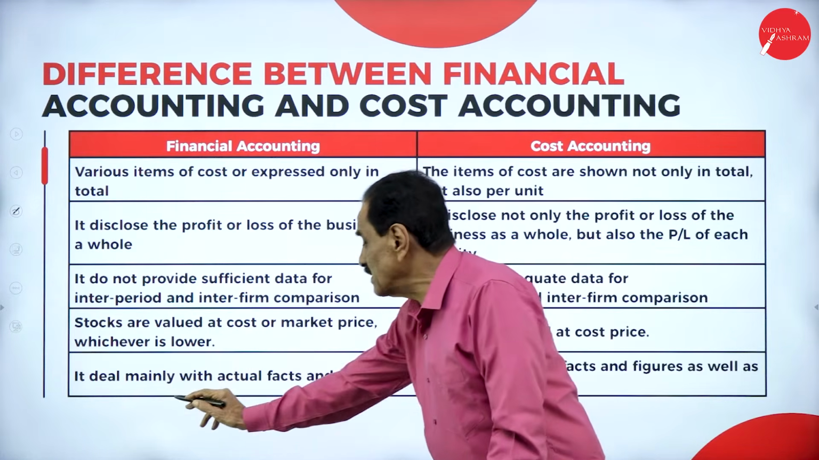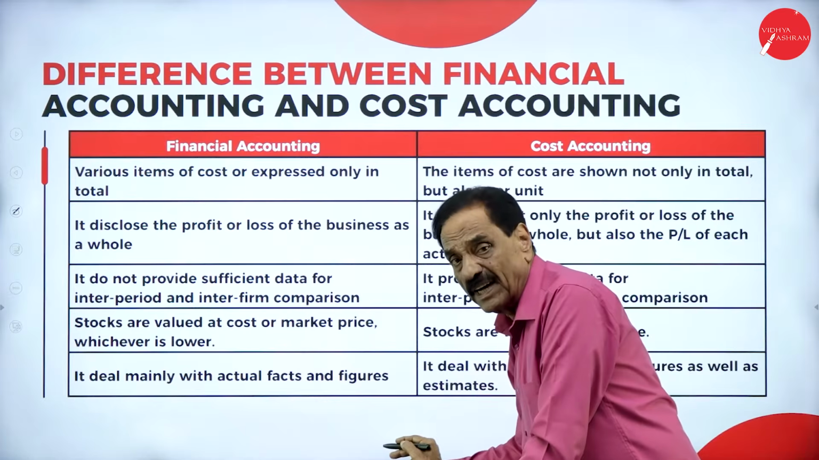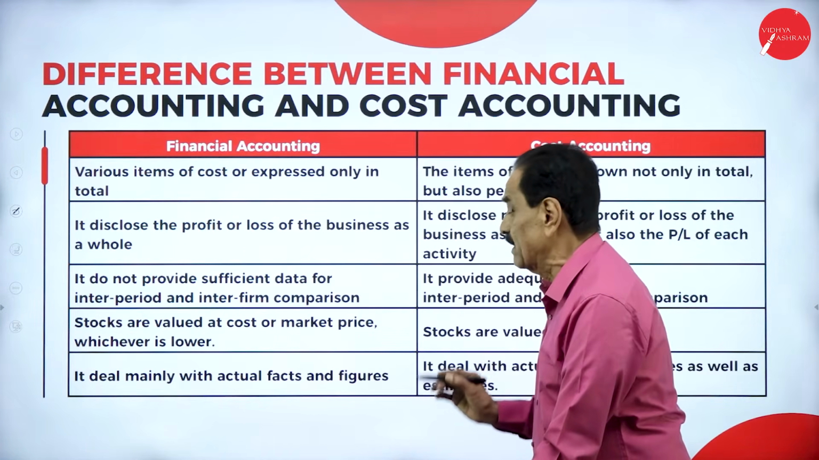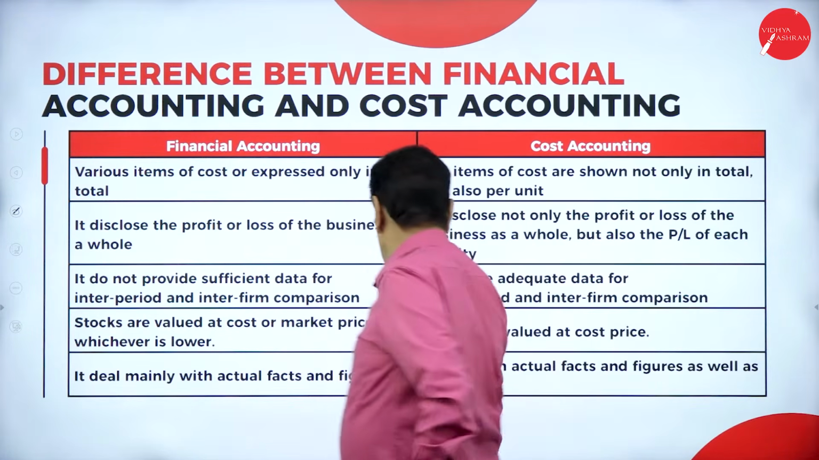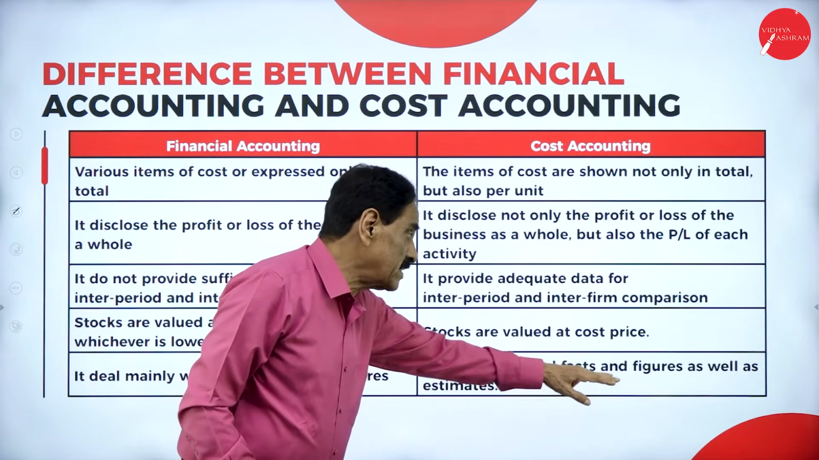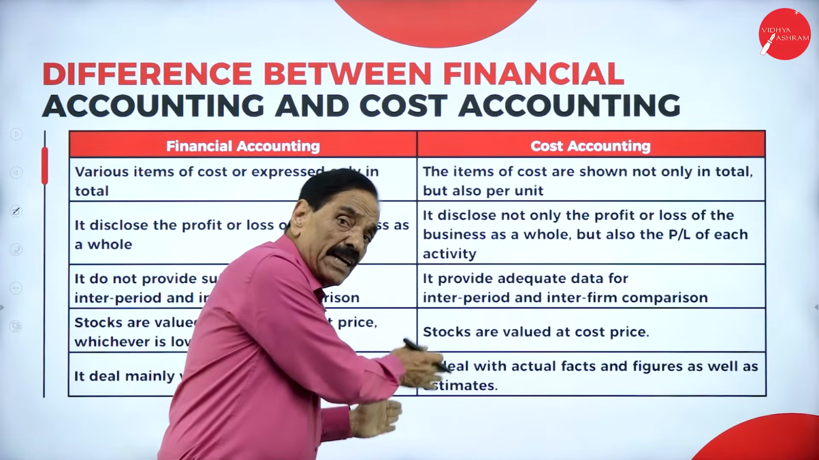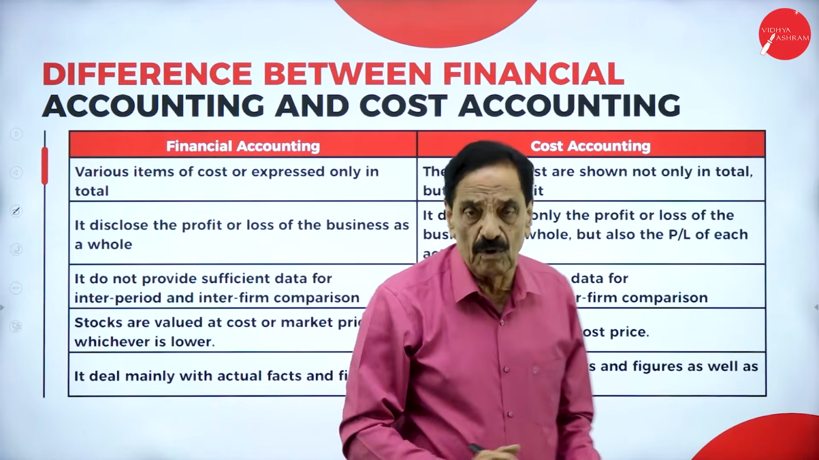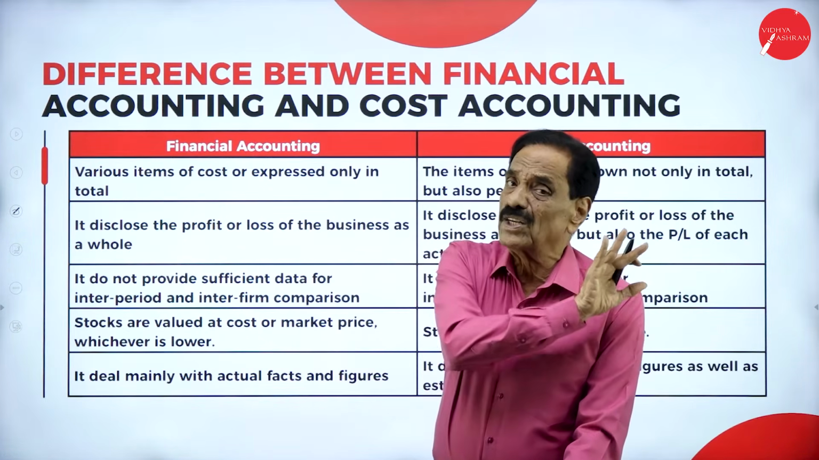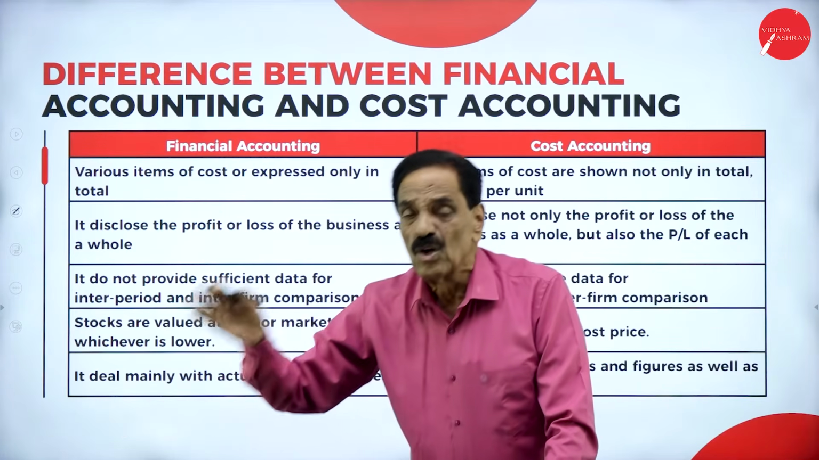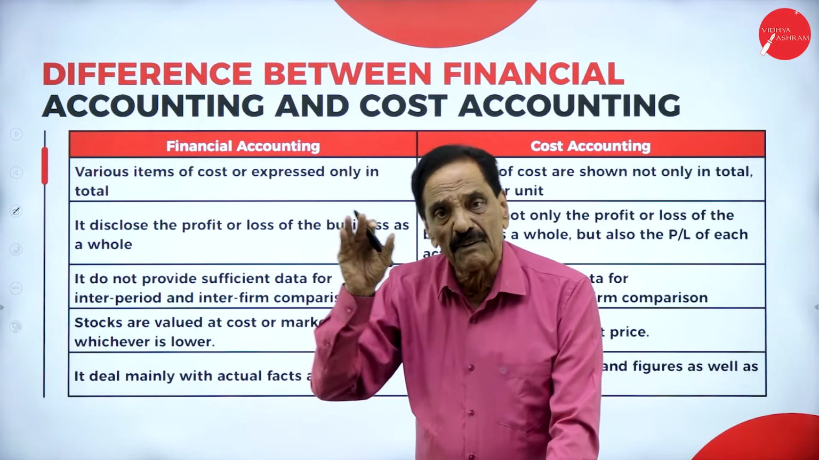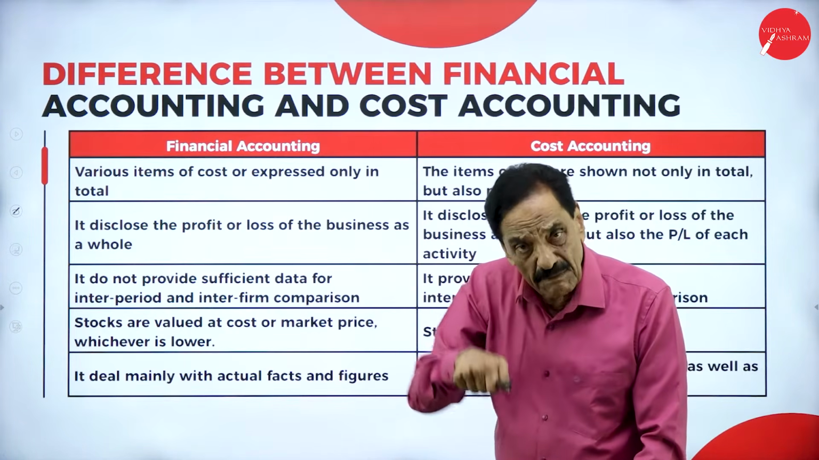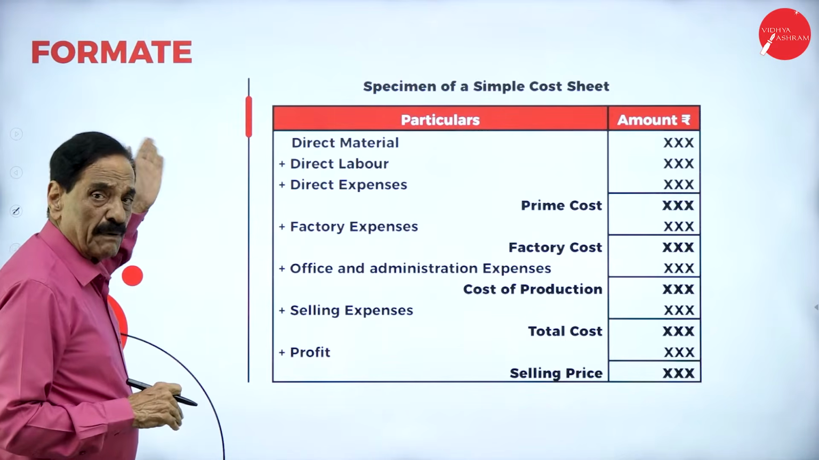Then, it deals mainly with the actual facts and figures. In costing, estimates are also taken into consideration. Whereas in financial accounting, the question of estimation does not arise at all. Only actual facts and figures will be taken. Here, actual facts and figures are taken and estimation is also made. This is the most important difference.